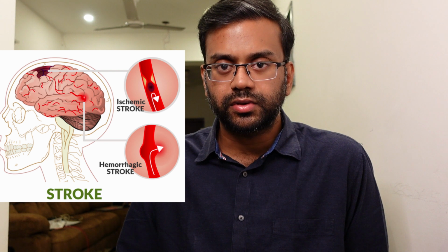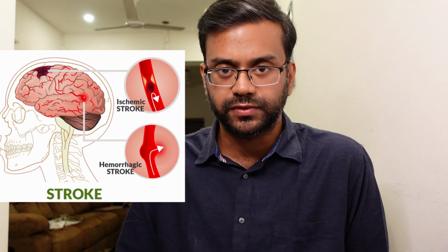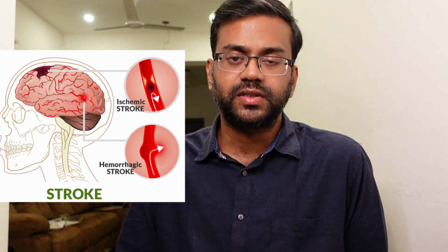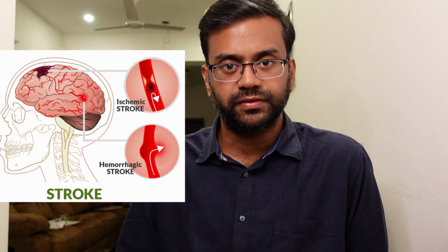In an ischemic stroke, as I told previously, there is a block in the blood vessels which leads to the symptoms of stroke. The second type, or the hemorrhagic type, is less common, but there is rupture of the blood vessels and bleeding inside the brain. So this is a more serious type of stroke than the first one.